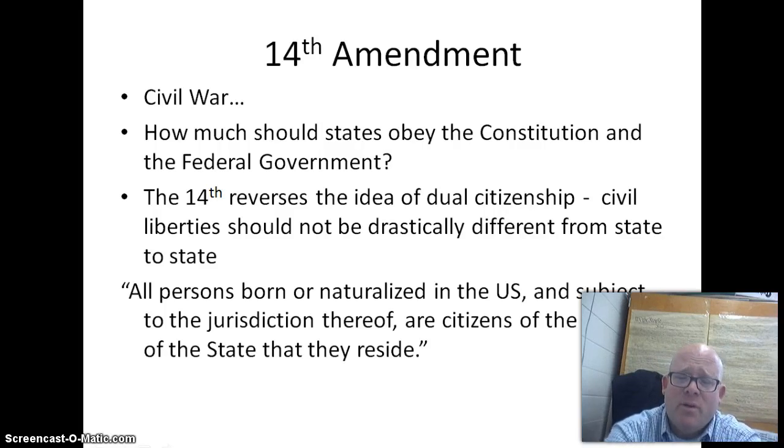The 14th Amendment creates this idea of dual citizenship. It creates the idea that we are citizens first of the United States, and then second of the state in which we reside. Now, up to this point, a lot of states, particularly in the South, placed state sovereignty, state citizenship above the national government. Again, the Civil War is going to settle the supremacy question, placing the national government at the apex of our system.